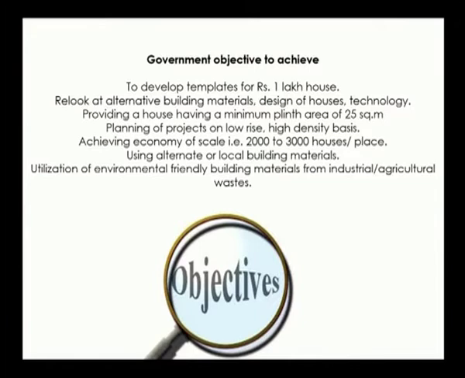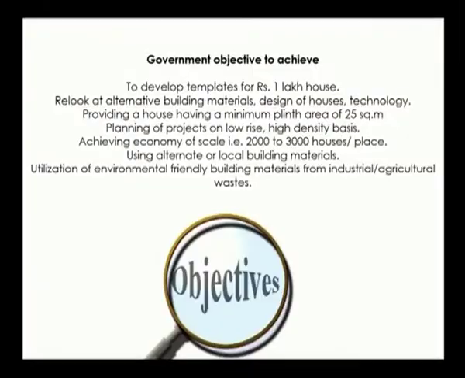Planning of projects on a low rise high density basis, which does not happen because most of the housing targeted to the user are high rise buildings because of lack of land. Achieving economy of scale, that is 2000 to 3000 houses per place is the most concentration of housing projects. Using alternate or local building materials, utilization of environment friendly materials.